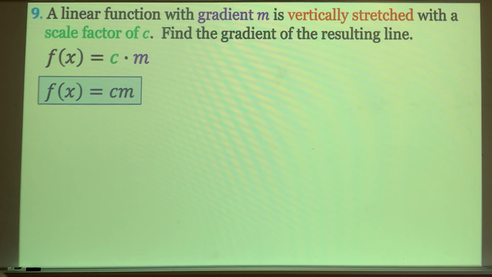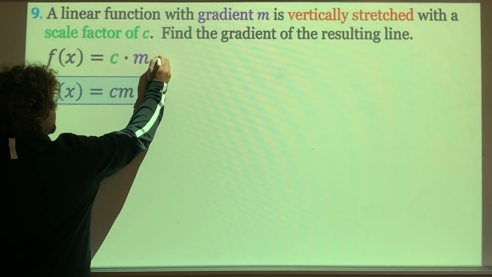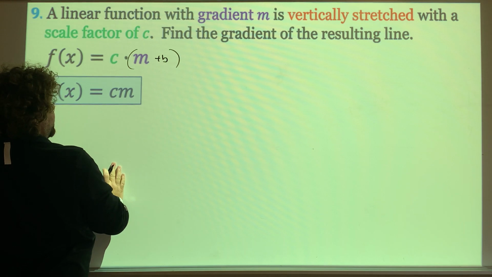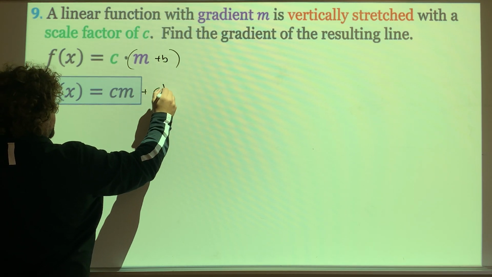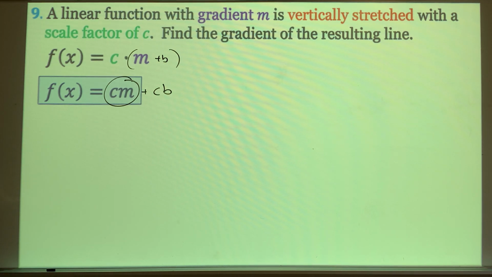Right? And then you might have a b here and multiply them both by c, but then this would just be plus cb. But we only cared about the gradient, and the gradient was cm. All right?